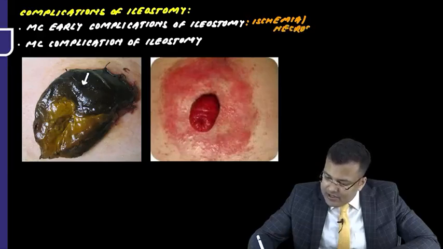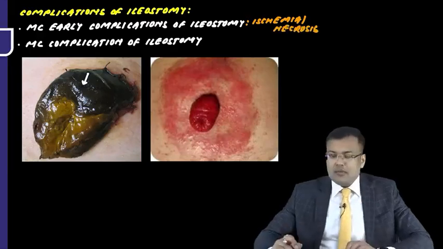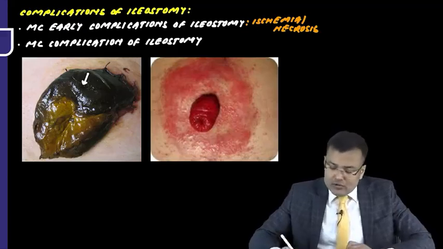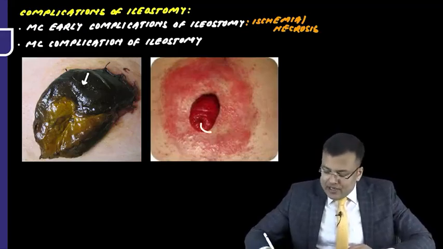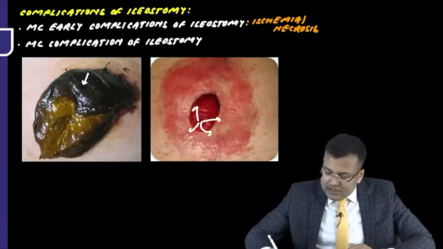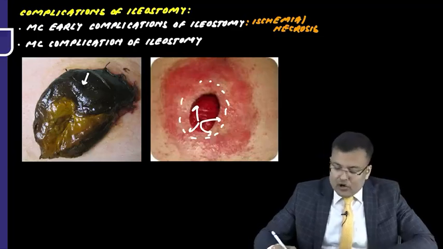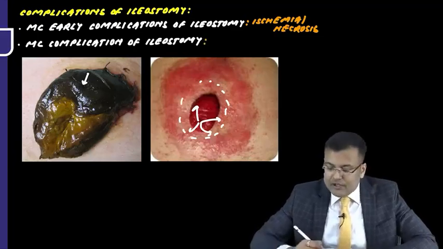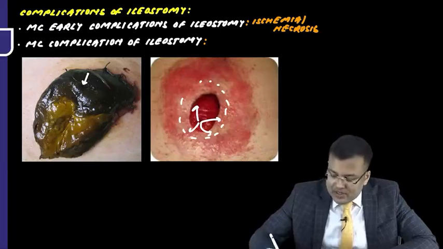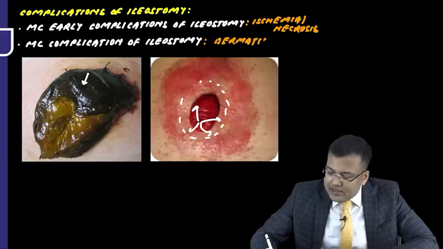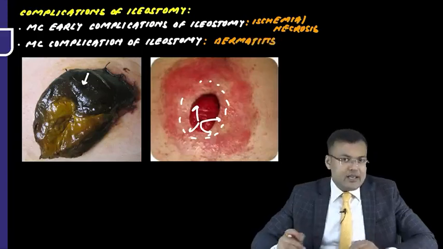Clear? And overall, what is the most common complication of ileostomy? You know that from the ileum the liquid effluent is there. So there is spillage of this liquid effluent. It is going to cause irritation. So this is dermatitis. So overall, what is the most common complication of ileostomy? This is dermatitis or skin excoriation.